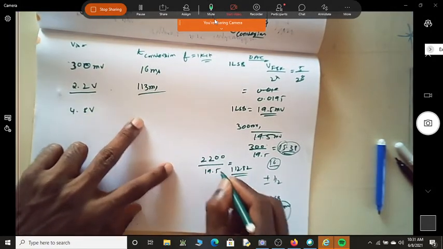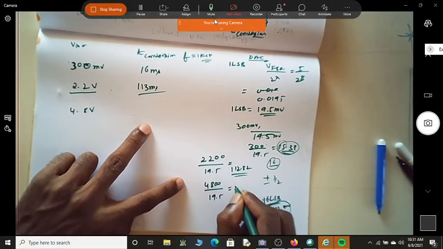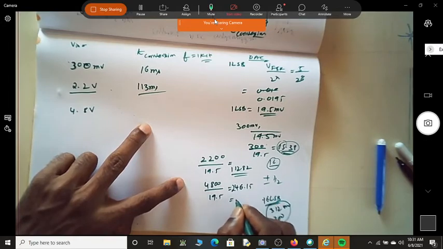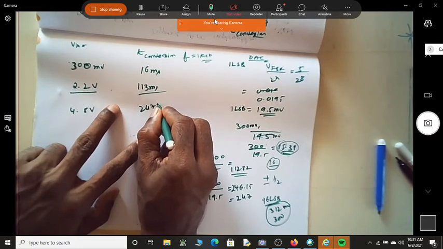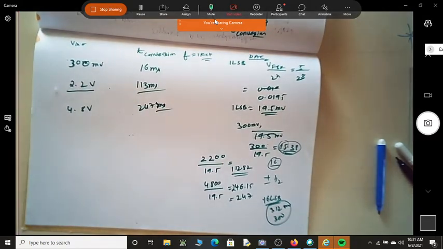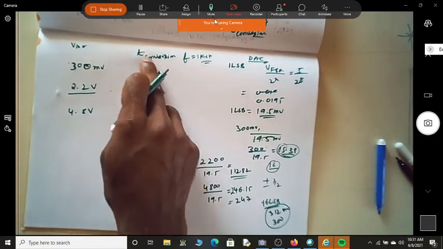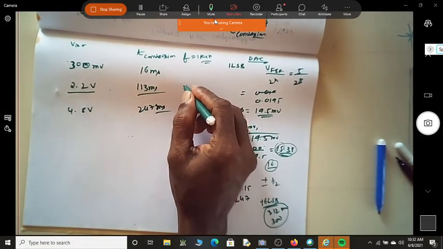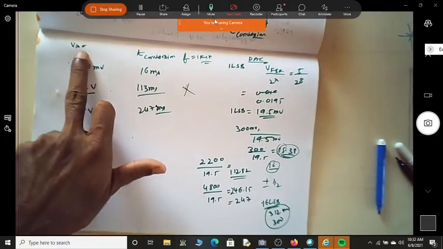246.15. Okay, now it is 4800 by 19.5. How much is this? 246.15. Is it actually 247 cycles? Yes, sir. Milliseconds. See now, as the input changes, the conversion time is also changing. Yes, sir. So this is not a good sign of the ADC. We are not supposed to have the conversion time depending on the amplitude.